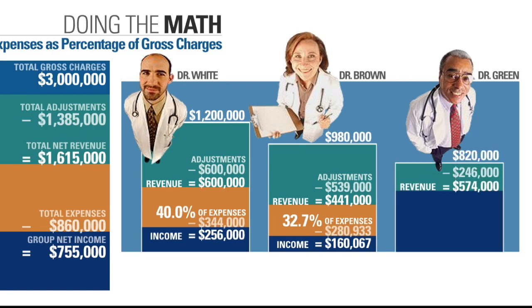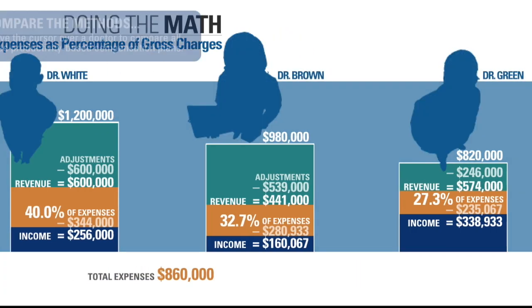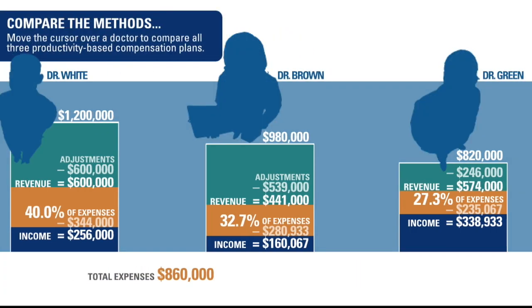$160,067. Dr. Green is allocated 27.3% of this amount, or $235,067. When this amount is subtracted from his net revenues, his income will be $338,933. As you can see, by using this method, Dr. Green's income is the highest, whereas he was the lowest in the other two scenarios. Again, without a clear understanding of the rationale for this type of expense allocation, Drs. White and Brown may not find this plan as equitable as other plans.